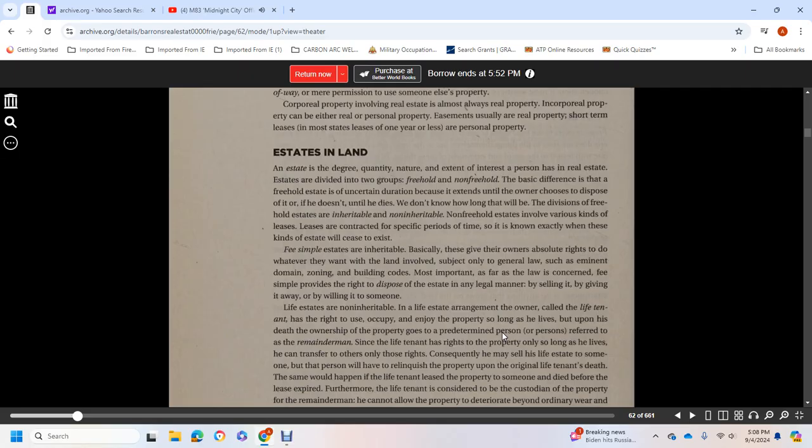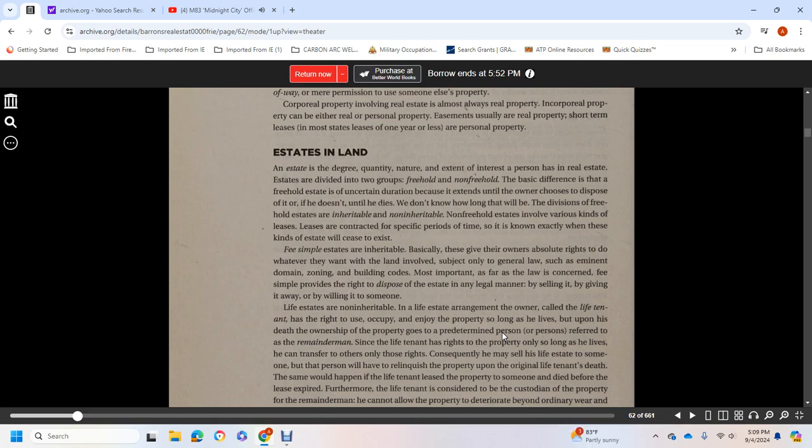We do not know how long that will be. Freehold estates are divided into inheritable and non-inheritable. Non-freehold estates involve various kinds of leases. Leases are contracts with a specific period of time, so it is known exactly when these kinds of estates will cease to exist. Fee simple estates are inheritable.